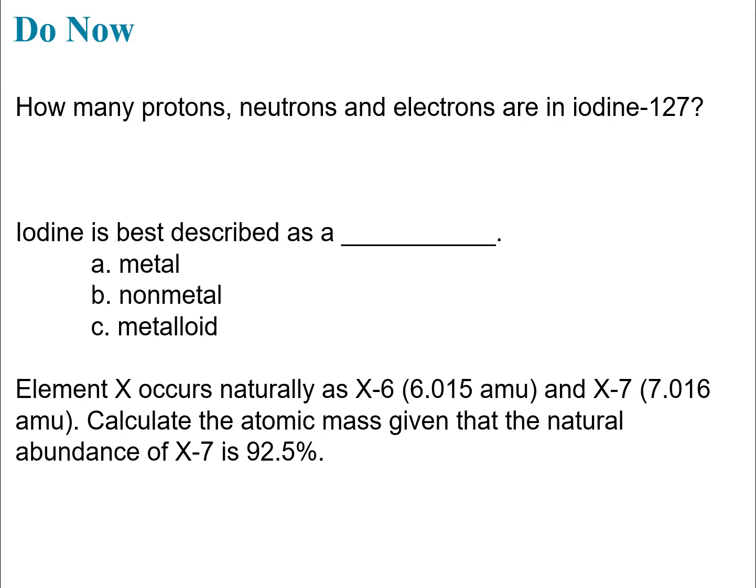All right, so the do now. The first question, we're looking at an isotope of iodine, and I need you to tell me how many protons, neutrons, and electrons there are in this isotope. So what did you get for the protons? And where'd you find that information?